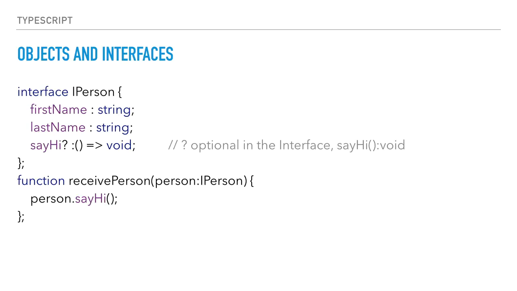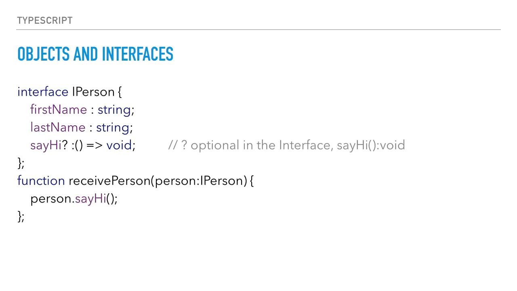Next, what if we have interfaces in the language? Fortunately, TypeScript offers the option to have an interface. In this case, we can define our person, the IPerson, which will have one property, the first name of type string, the last name exactly the same, and then a function. You can see the syntax here, and the function returns void, returns nothing.